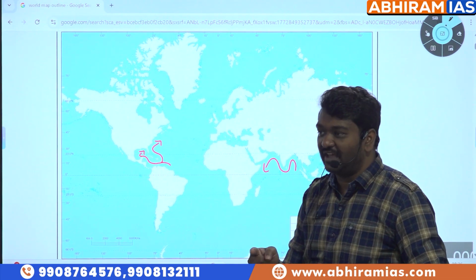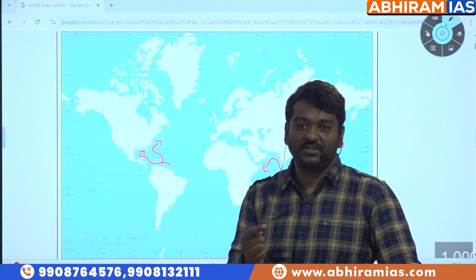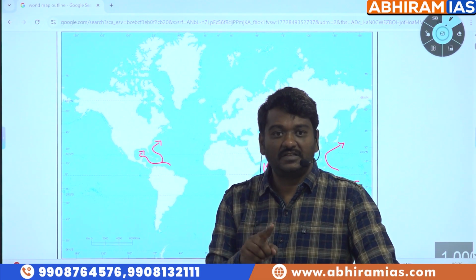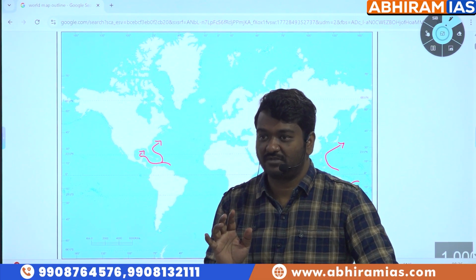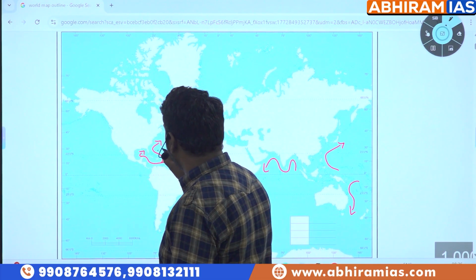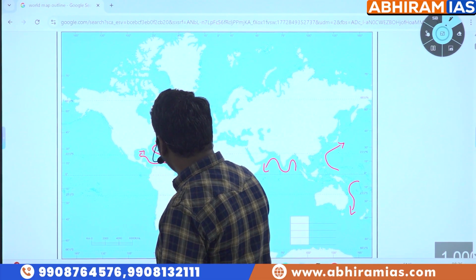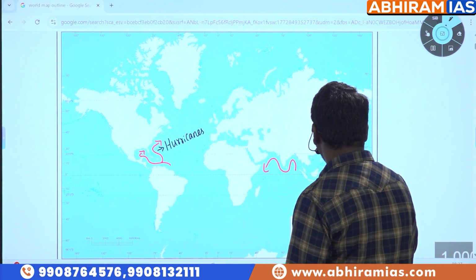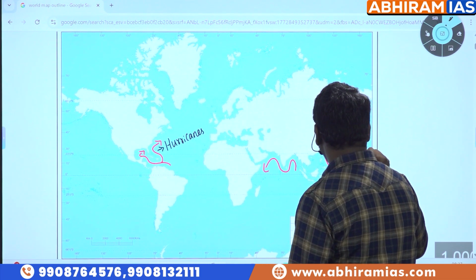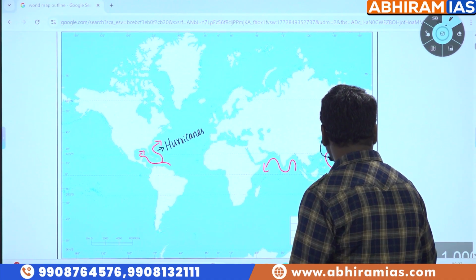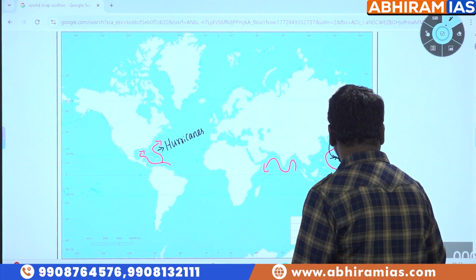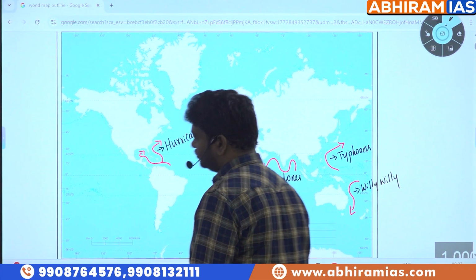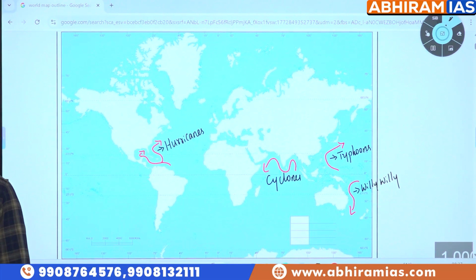Warm currents, can I say high temperature leads to low pressure? Can I say thermally induced low pressure? Yes. This is leading to tropical cyclones. What are the tropical cyclones here? What is this? Hurricanes. What is this? Typhoons. Good. What is this? What are these? Are you getting the point?